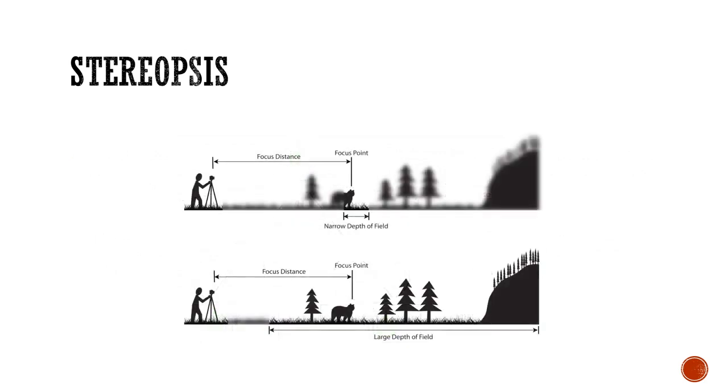These are a few illustrations to help you understand. This is a narrow depth of field and this is a larger depth of field. This is how we work with cameras and how we look. Even the eye has stereopsis, depth perception.